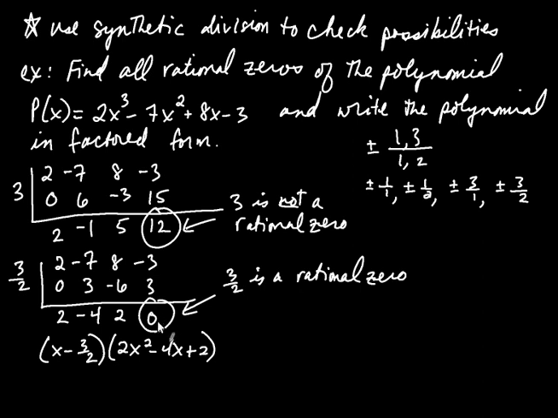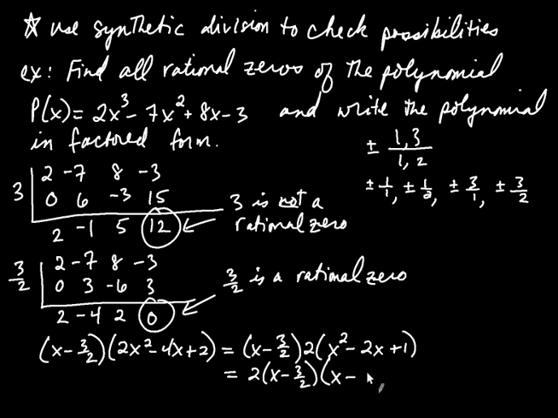So whenever you end up getting a remainder of 0, you can write your polynomial in factored form as x take away that number times the quotient. That can be written as x minus 3/2 times, and you can factor this further, it's 2 times x squared minus 2x plus 1. And then you can write that as 2 times x minus 3/2 times x minus 1 quantity squared. And that is the factored form of this polynomial.